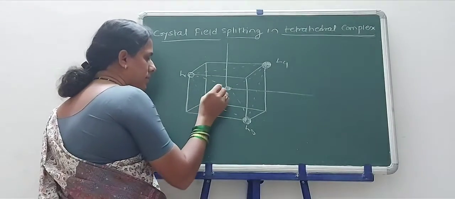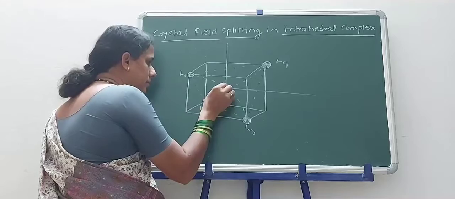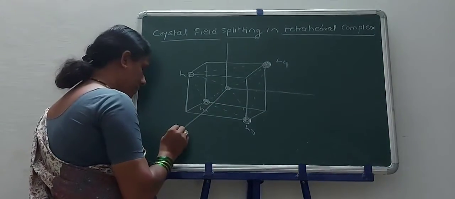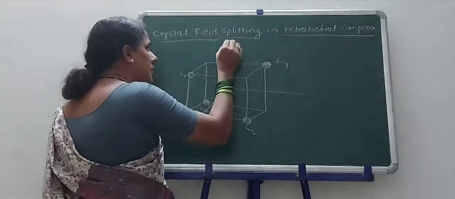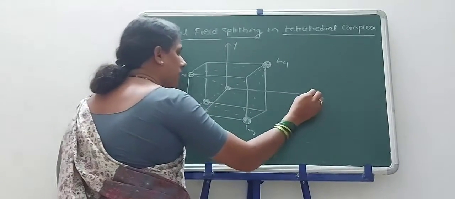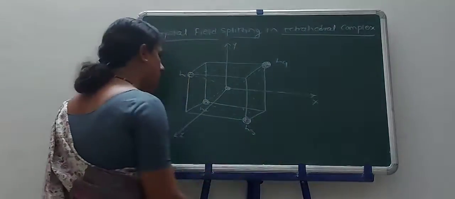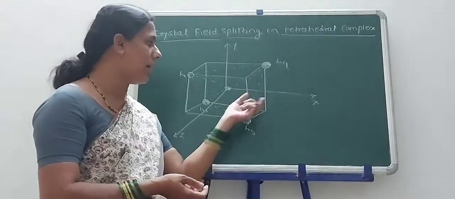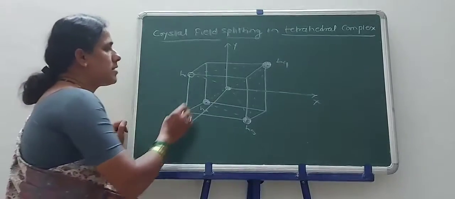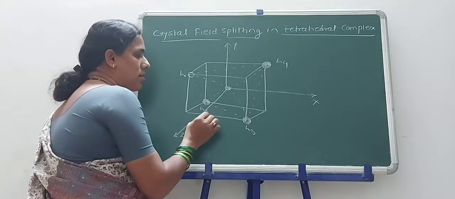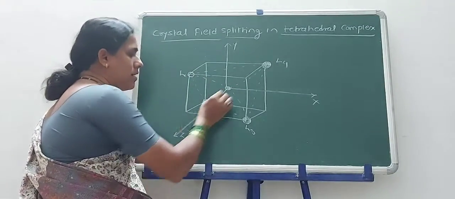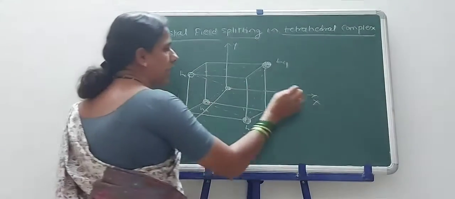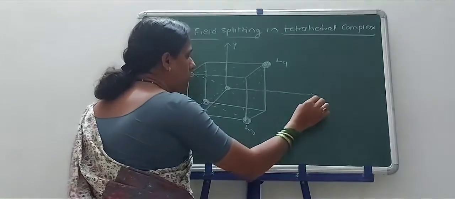Okay, now if we draw the axes towards the central metal ion, this is Z, this is Y, this is X. Okay, now the number of ligands which lie along all the ligands, these ligands, two ligands lie between which plane? That is X and Z. Here Z and Y, and here also X and Y.